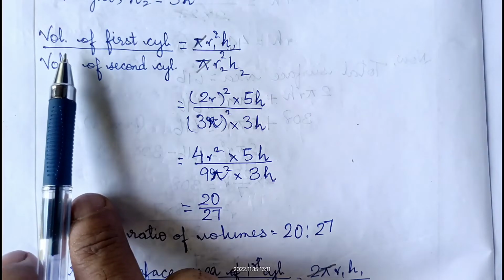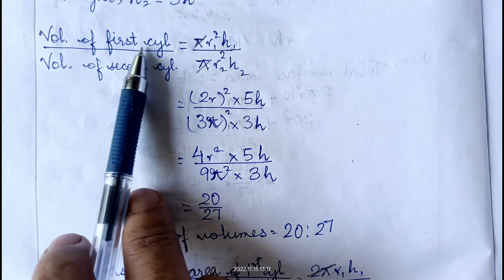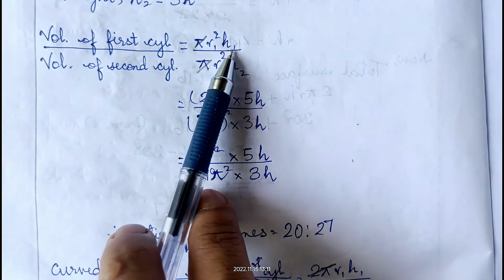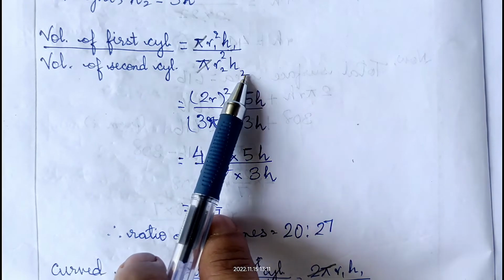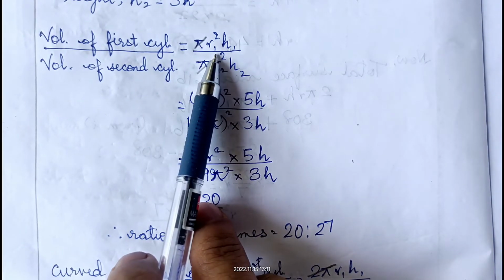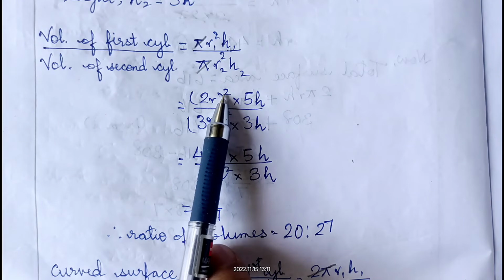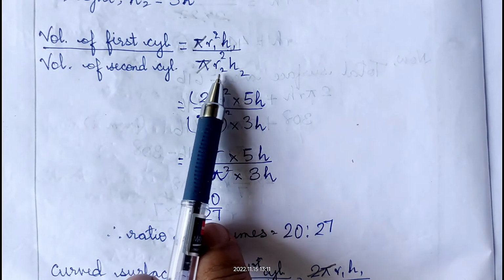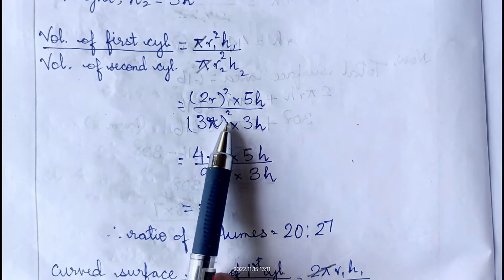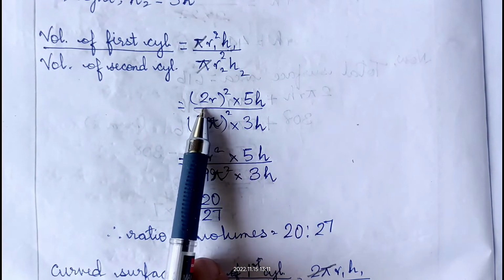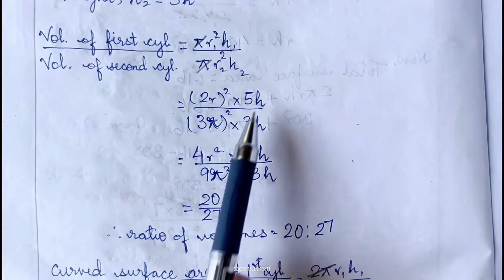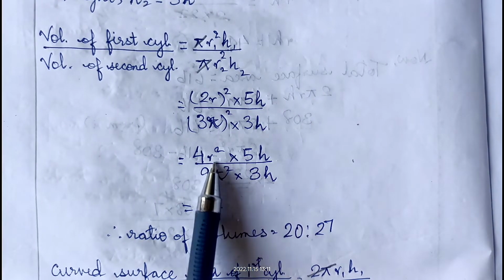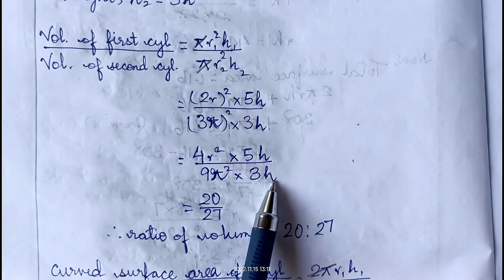Now we have to calculate the ratio of their volumes. So volume of first cylinder by volume of the second cylinder is pi r1 square h1 by pi r2 square h2. Now r1 we have considered 2r, so it will be (2r) square into h1, which we got as 5h. r2 we got 3r, so it will be (3r) square into 3h. So 2 squared is 4, 4r square into 5h, 3 squared is 9, 9r square into 3h. This r square can be cancelled, this h also can be cancelled.